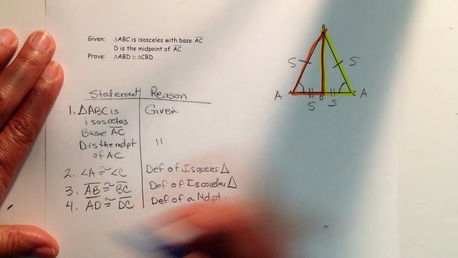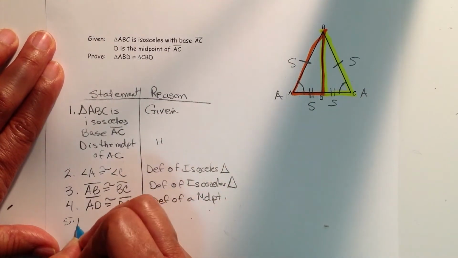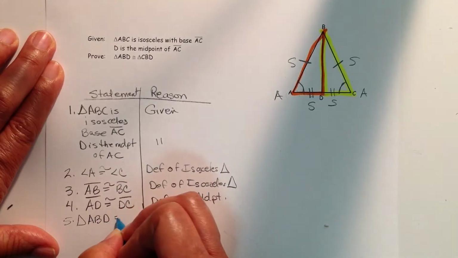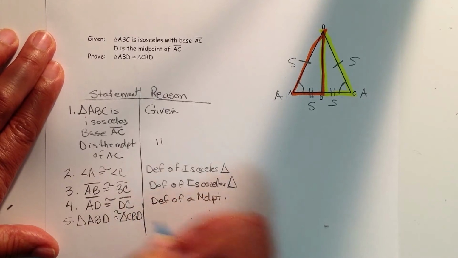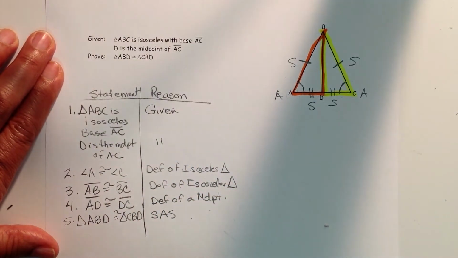So now I've put in my proof everything I found that leads me to be able to say triangle ABD is congruent to triangle CBD. Why? Because of side, angle, side. Alright, so that concludes our proof.